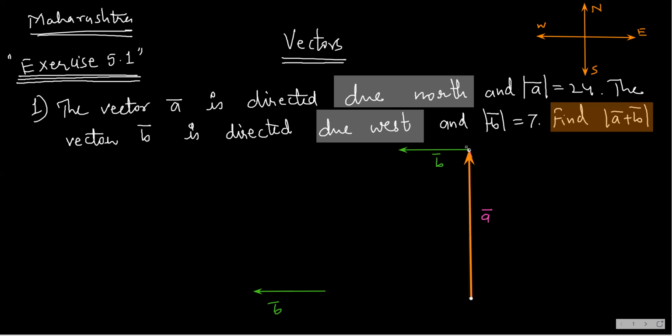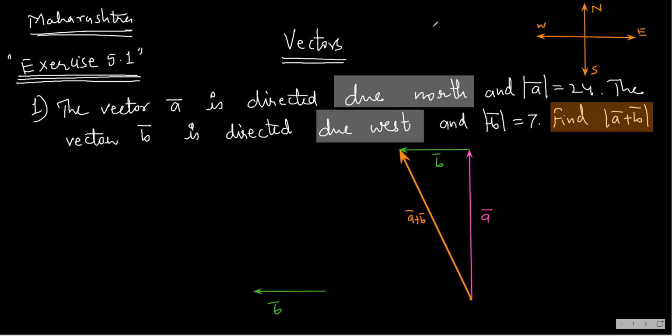So a bar is this plus b bar. You getting it? So this is a bar plus b bar. I'm going to use the triangle law of vector addition. See, what is a bar plus b bar? That is, this point to this point is a bar, and then from here to here is b bar. You got it? So I got here a bar plus b bar. This vector here is a bar plus b bar. I want the magnitude of a bar plus b bar.